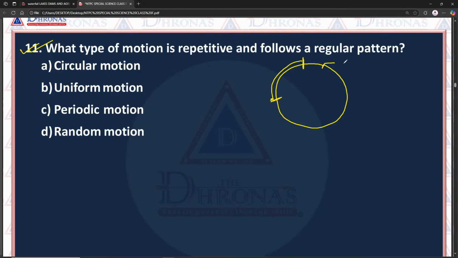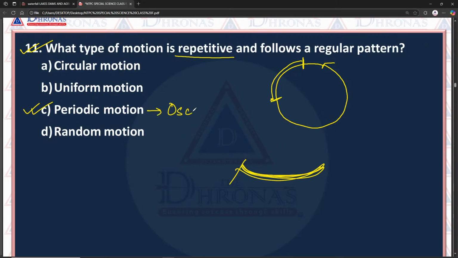So what are the conditions here? It should be repetitive, that means in your same path you are going and coming, repeating again and again in the same path and in a regular pattern. Your time period is also fixed. In a fixed period of time, in the same path, you are just repeating the motion, so that type of motion is known as oscillatory motion or periodic motion.